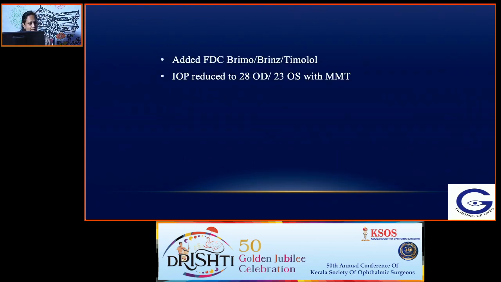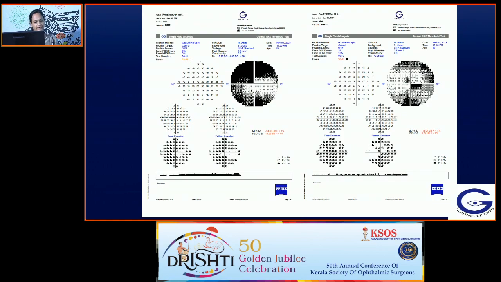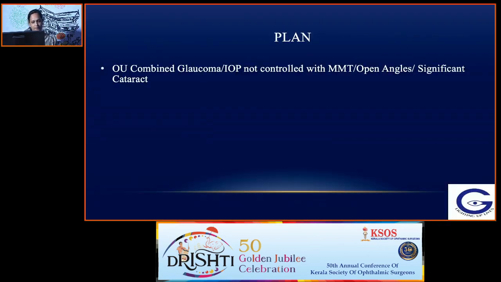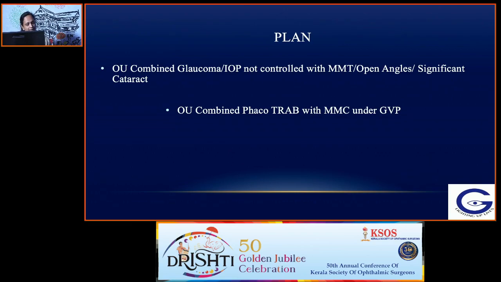So we tried adding a fixed dose combination of 3 drugs. IOP reduced to 28 and 23 with maximum medical therapy. Fields were showing advanced damage. So this was a case of combined glaucoma, and the IOP was not controlled with maximum medical therapy, open angles, and there was a significant cataract. So in this case, you can opt for a combined phacotrab with mitomycin C under GVP.